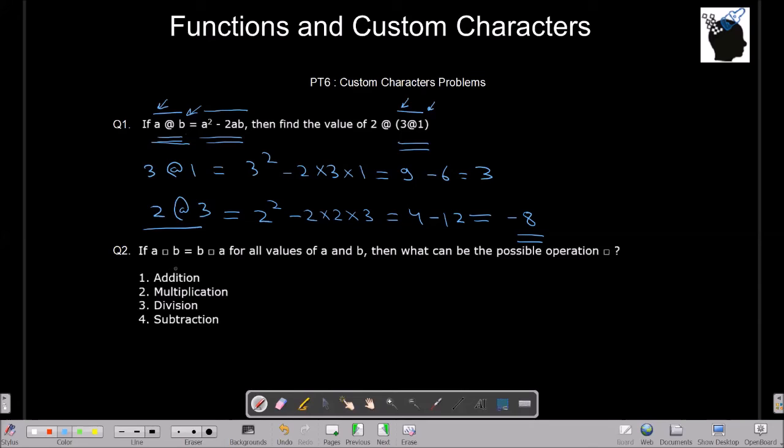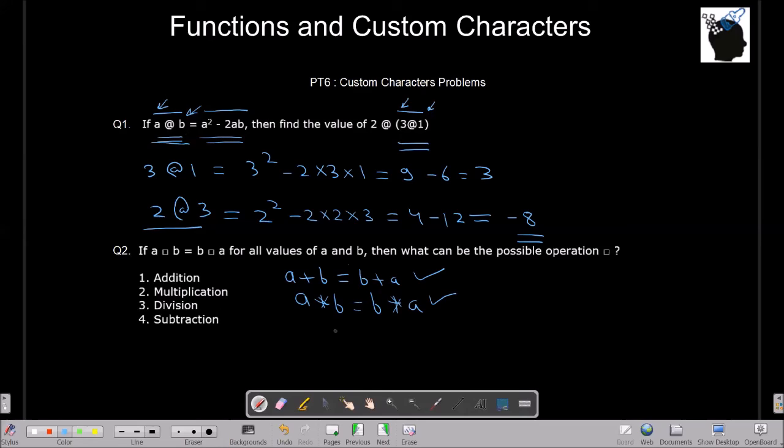If a square b is equal to b square a for all values of a and b, then what can be the possible operation square? So the first one says addition. That means a plus b is equal to b plus a. We know that is true for all values of a and b, so that is correct. Second is multiplication. That means a into b should be equal to b into a, which is also correct for all values of a and b.